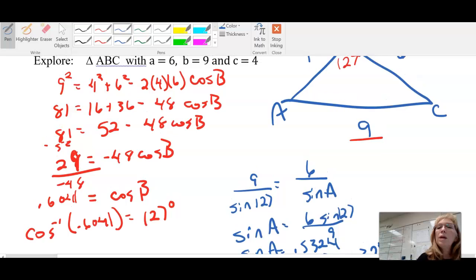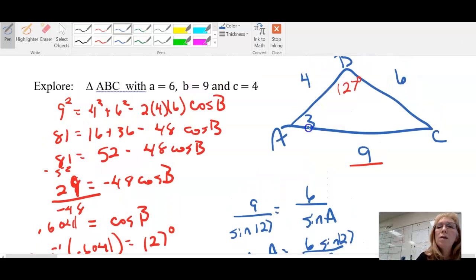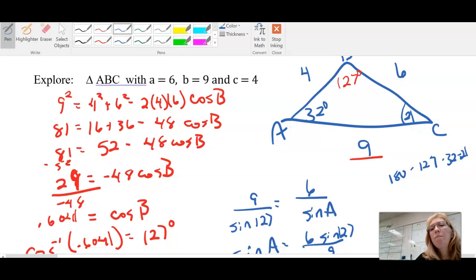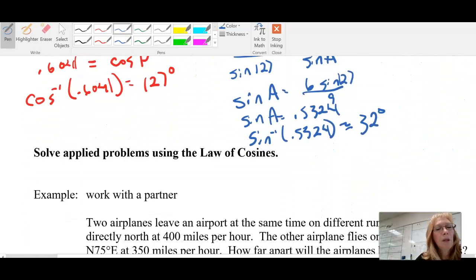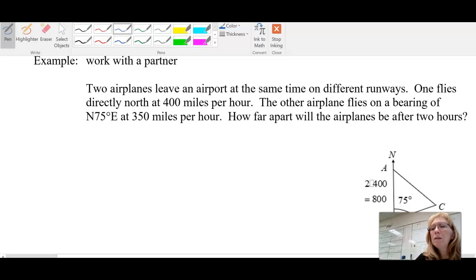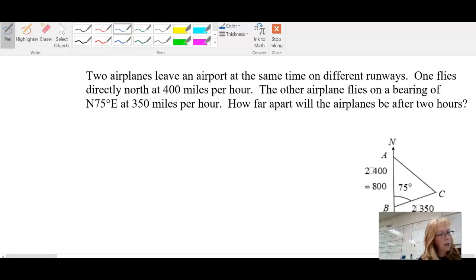So up here, we now have 127 and 32 degrees. Your C is 180 minus 127 minus 32, which equals 21. I hope you did a good job. Those are kind of fun to solve. All right, applied problem. Let's see if we can do some math here that actually makes sense.